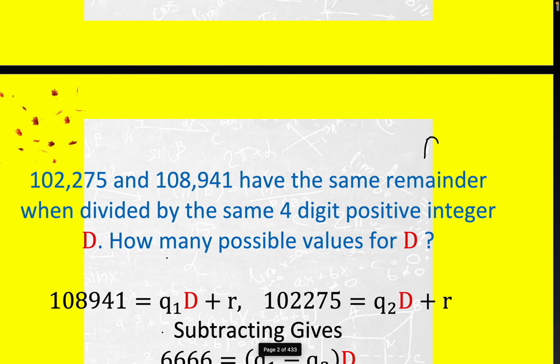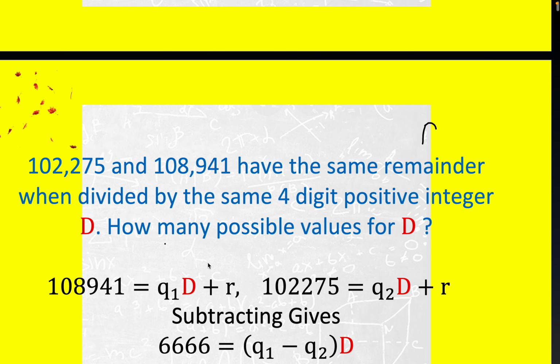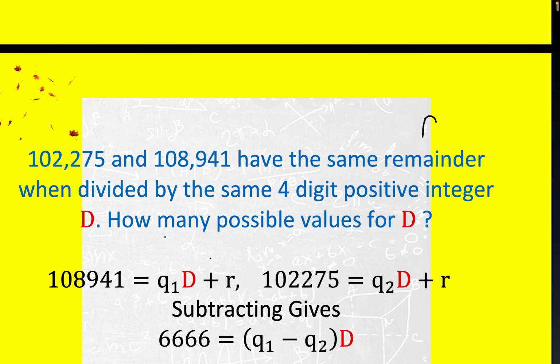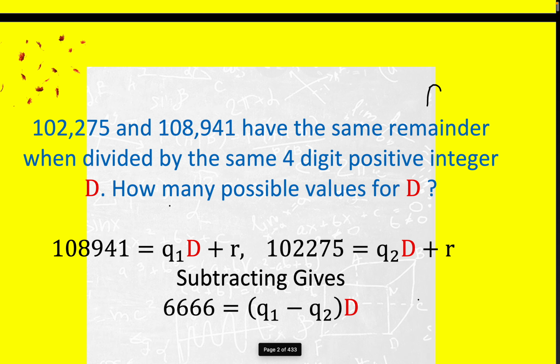Now, I just do the standard sort of thing here. It's quite a bit of information to know that d is 4 digits, actually. It means that the quotients are going to be small. So I just write down two corresponding division algorithm statements right here. And what makes this fly is that when you subtract, the r's eliminate, and you get this statement right here. And again, this 6666 you see is the difference of the number 108,941 and 102,275.